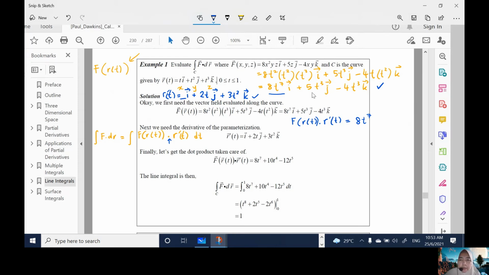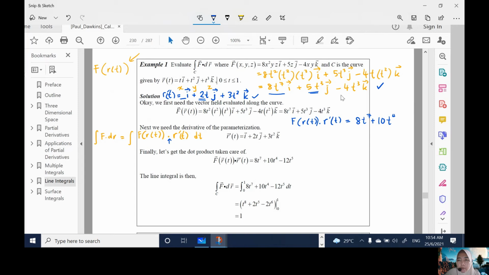Okay, next, second part. We have 5t to the power 3, so we are going to multiply with this 2t. 5t to the power 3 times 2t. So 5 times 2 is 10. t to the power 1 times t to the power 3, we have t to the power 4. So again, leave the j without the vector symbol.